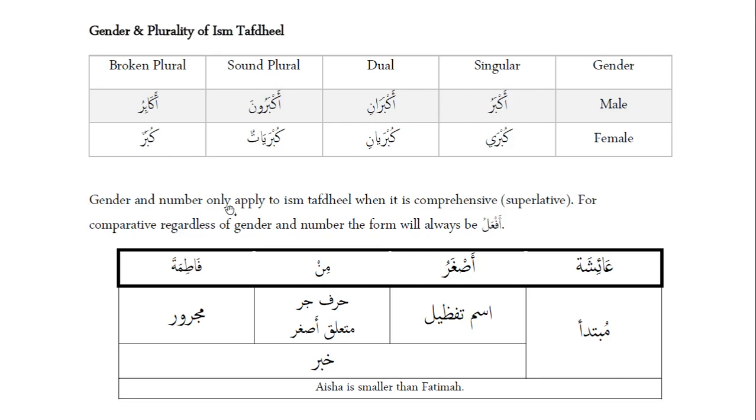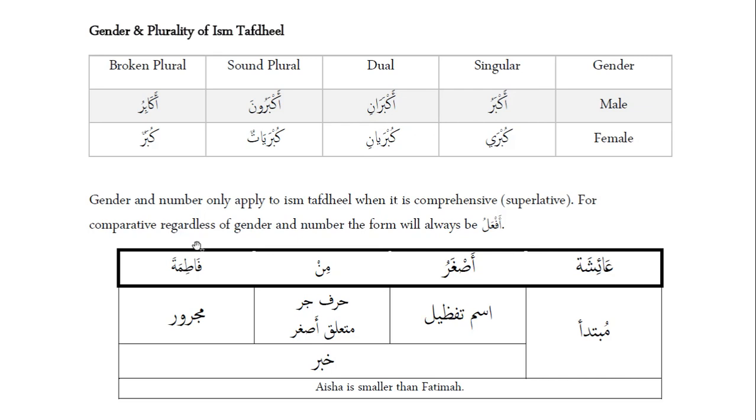So gender and number only apply to an ism tafdheel when it is comprehensive. So when we're dealing with the superlative, we said comprehensive is when you're comparing an entity to everything that could possess that trait, or when you're comparing an entity to everything in a category or group that could possess that trait. And you can go back to the last video to see how that's achieved.